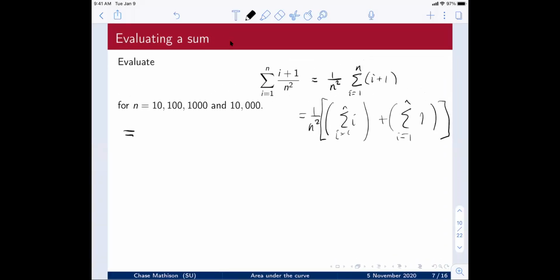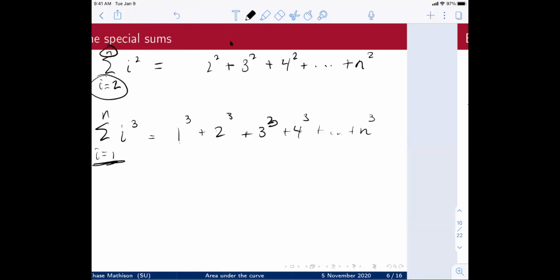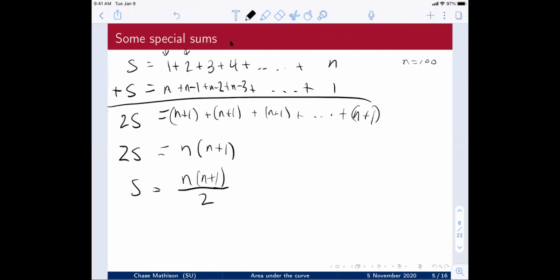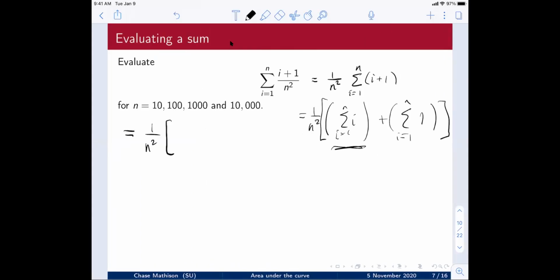We can evaluate this before plugging in any n's. We can actually simplify this pretty far before we plug anything in. So I'm going to get 1 over n squared times the sum i equals 1 to n of i. Again, this is that Gaussian sum that gives me n times n plus 1 divided by 2.